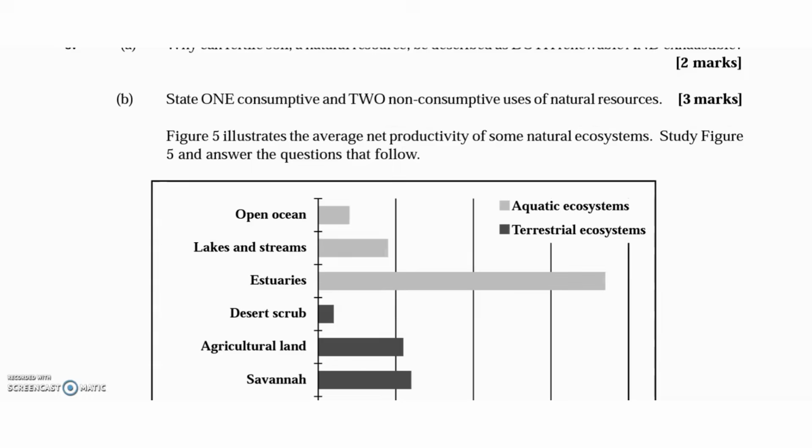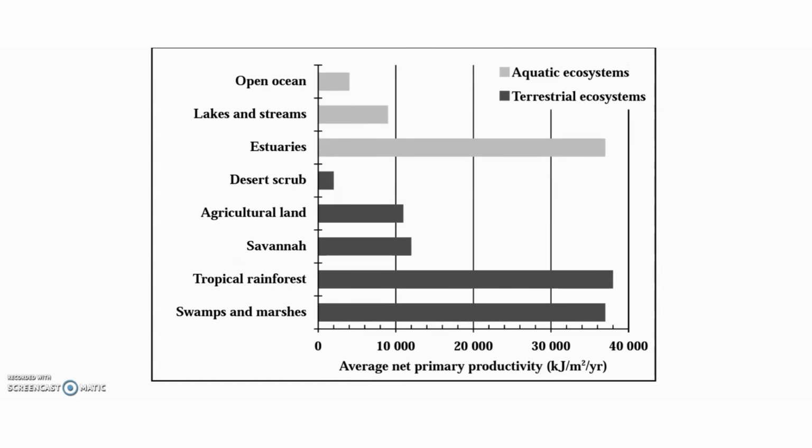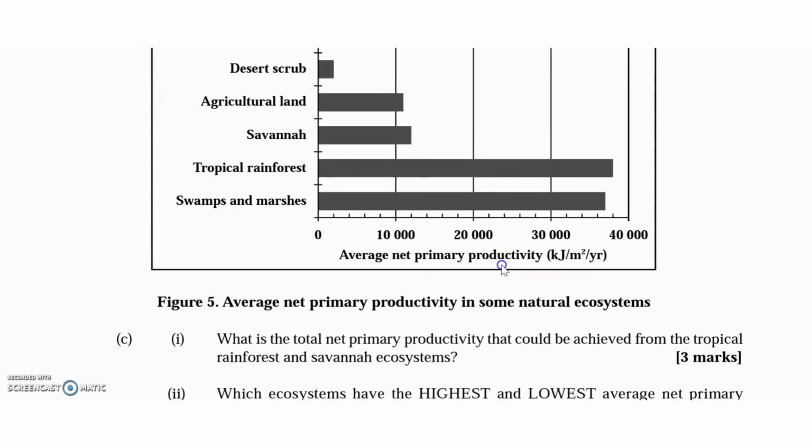Okay. Now let's move on quickly. Figure 5 illustrates the average net productivity of some natural ecosystems. Study figure 5 and answer the question that follows. We are seeing the light gray is in fact the aquatic ecosystem, and the dark gray is in fact terrestrial ecosystems. All right. Now this is in fact the net primary productivity, which is kilojoules per square meter per year. All right. Be sure to utilize a ruler when you are taking any measurements or readings from this particular graph. Now, what is the total net productivity that could be achieved from the tropical rainforest and savanna ecosystems?